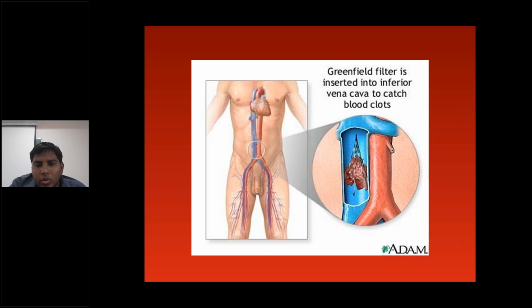So whenever the thrombus propagates from the peripheral veins towards the IVC and all, this filter occludes the thrombus and prevents its progression to the heart and the lungs. This is the purpose of the filter, and there are retrievable filters which are now commonly used, such as the OptEase filter. All these are trade names of particular vena cava filters.